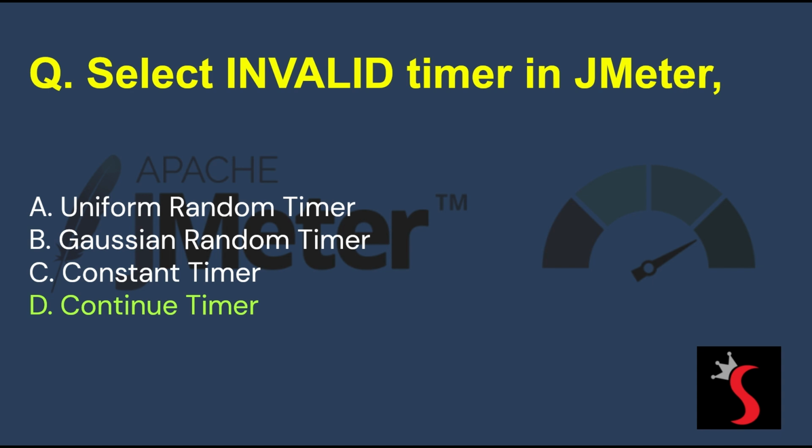And the correct answer is option D, continue timer. A timer in JMeter is a test element that pauses the JMeter thread for a set amount of time to simulate a virtual user's think time. Here are some types of timers in JMeter: uniform random timer, constant timer, precise throughput timer, constant throughput timer, BeanShell timer, JSR223 timer, Gaussian random timer, synchronizing timer, Poisson random timer.